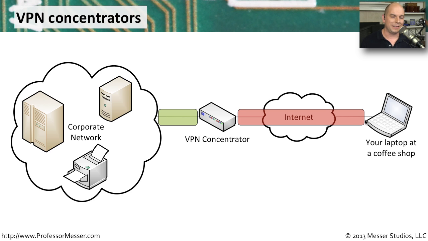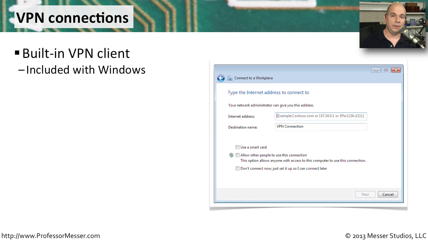But if anybody was to listen in on that communication between the concentrator and your laptop, all they would see was encrypted data. Windows includes a built-in VPN client that allows you to connect without loading additional software onto your computer. You simply define the internet connection for your VPN concentrator, and you would then tell it if you're using a particular smart card, maybe allow other people on your computer to use this connection, or maybe don't connect right now, we'll choose to connect at some later time.